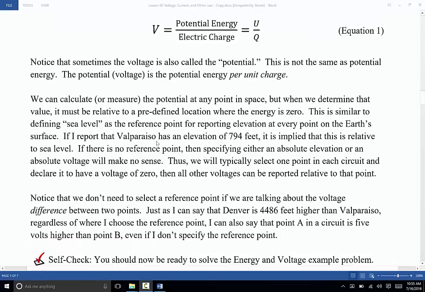But if I were to report that Valparaiso has an elevation of 794 feet, it is implicit that that is relative to sea level. In the same way, if I said, hey, what's the elevation of Denver? Well, that's 5,280 feet relative to sea level. We usually skip that relative to sea level part, but if there's no reference point, then you cannot specify an absolute voltage or an absolute elevation at any point in a circuit or at any point on the Earth.